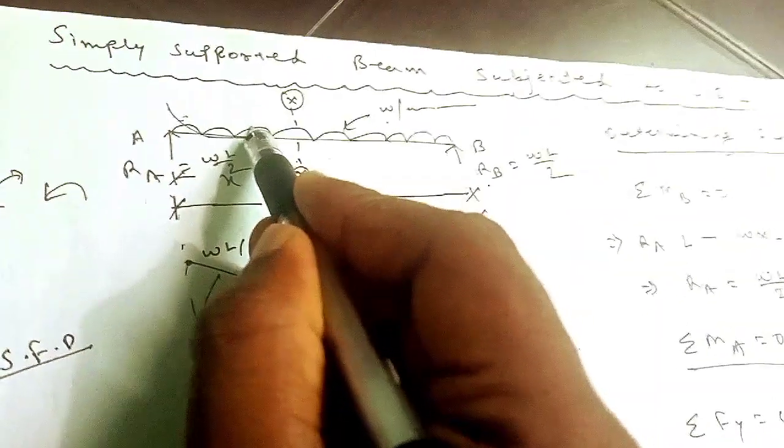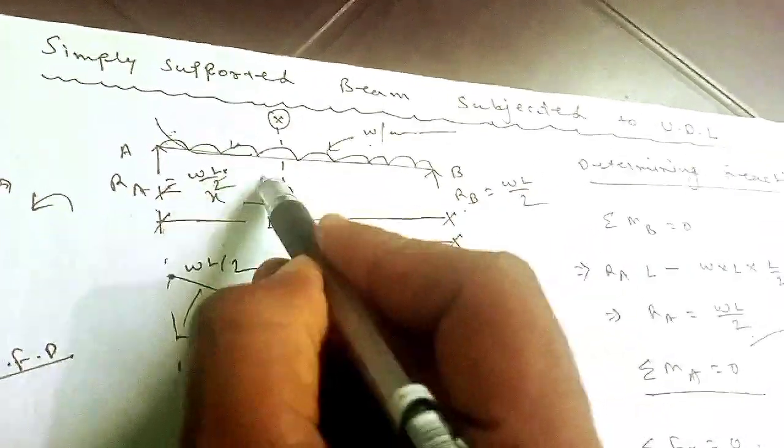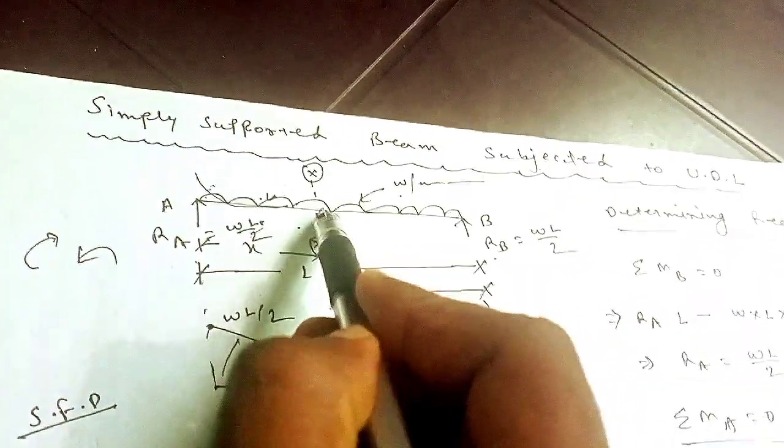And for the UDL load, what will be the moment here? This is W into X into the CG, that is X by 2. So W into X into X by 2. Now what will be the sign here? This UDL will try to bend the beam downward, that means hogging bending, so it will be negative. So what is the bending moment here? Put the value of R suffix A. R suffix A value is WL by 2. So put here WL by 2 into X minus WX square by 2.